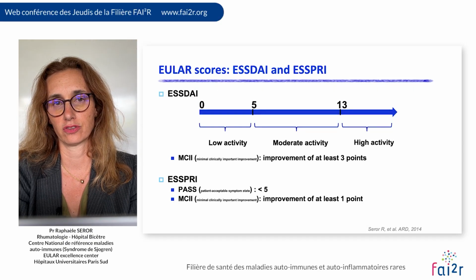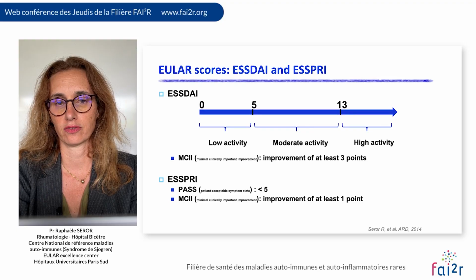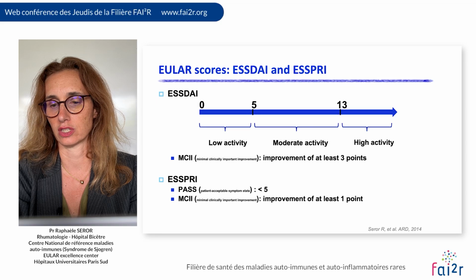For the SDI, 0 reflects a patient with no systemic complication or no actual systemic complication. The low activity stage is from 0 to 5. From 5 and above until 13, it's moderate activity, and then above 14, it's high activity. The MCII is an improvement of 3 points. For ESPRI, the patient acceptable symptom state is below 5 and the high level of symptoms is above 5. And the MCII, the minimal clinically important improvement, is 1 point or 15% of the initial score.